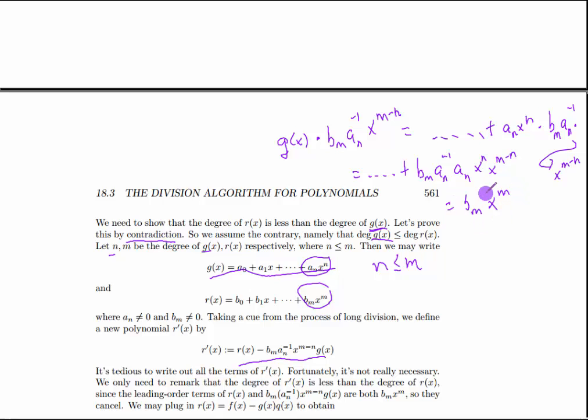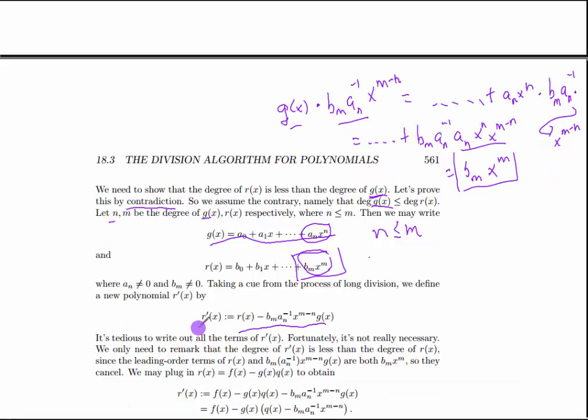All right, so what did I have here? When I multiply g of x times this, my largest term looks like this. Now, if I subtract this result from my r of x, what happens? I cancel out my highest term here, and the result has degree less than r. So I get this expression here. If I define r prime of x in this way, this r prime has degree less than r. That's assuming, remember, we're assuming that degree of g is less than or equal to degree of r. As long as the degree of g is less than or equal to degree of r, I can find this r prime.